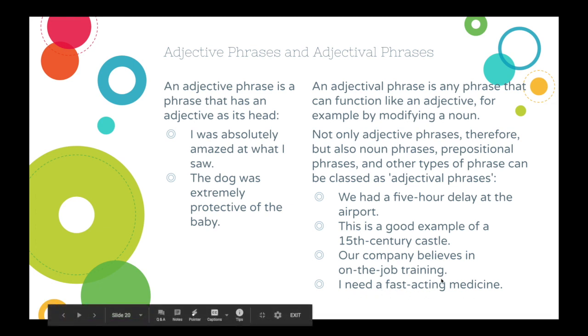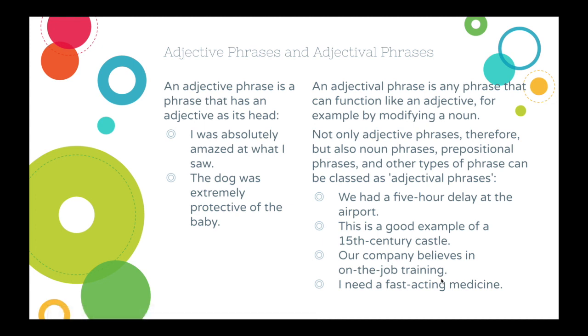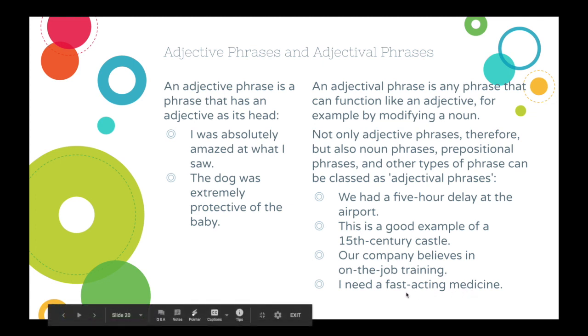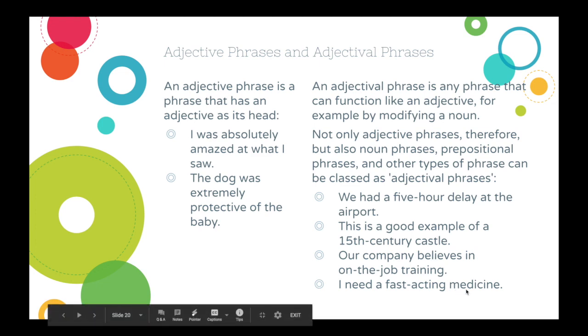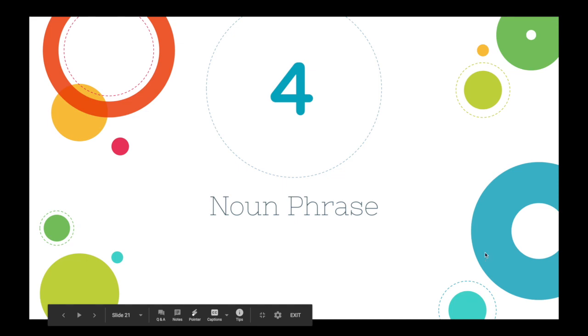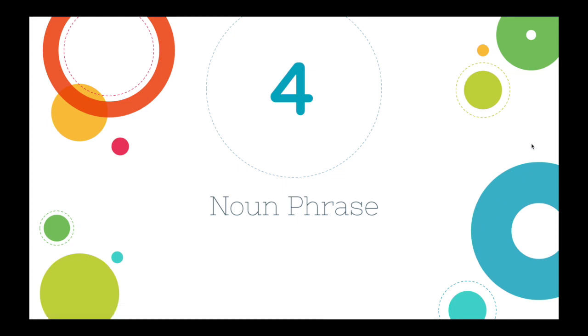So this one, fast acting, is an adjective, because it describes a noun. Also, it's an adjective phrase because this fast acting describes medicine. That's the idea. Now we move on to noun phrase.